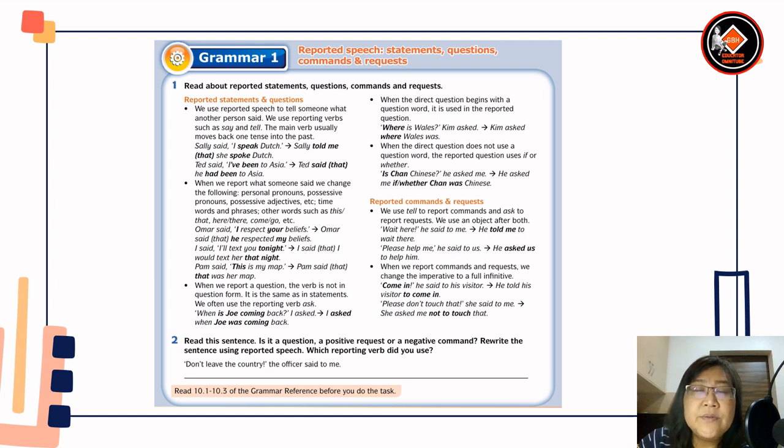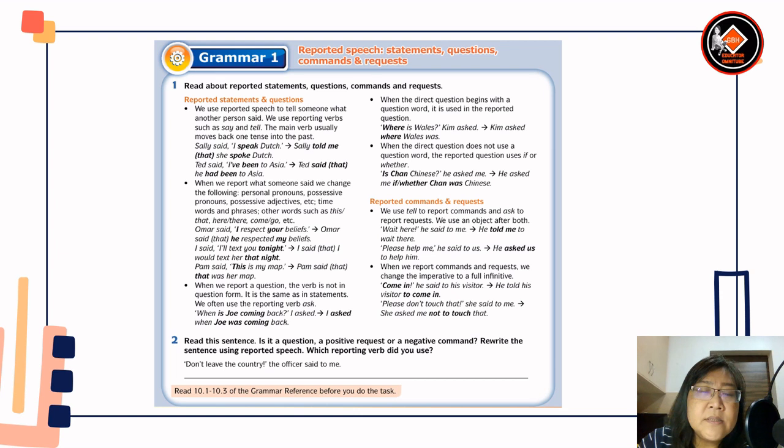"Come in," he said to his visitor. So you should write, he told his visitor to come in. "Please don't touch that," she said to me. So you should write, he asked me not to touch that.